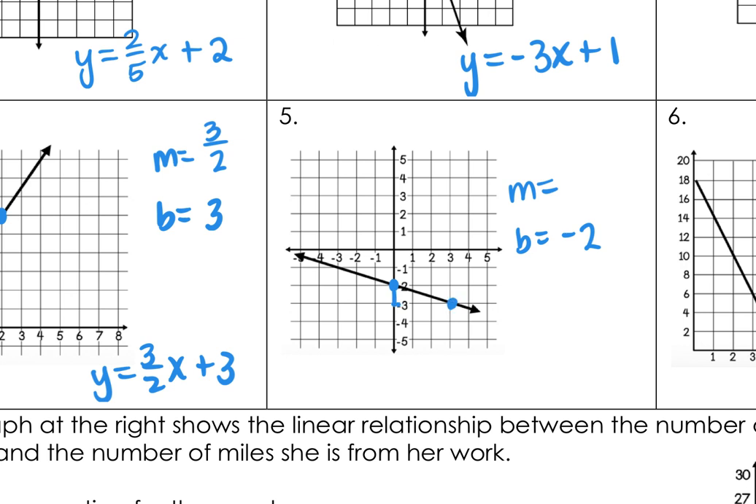So I'm going to use that 3, negative 3 for my next point to count that rise over run. But it's going to be a negative rise and then a run. So I go down 1, and then I run 1, 2, 3. So I have a negative 1 over 3 slope. The y-intercept's negative 2. The equation is y is equal to negative 1 over 3x minus 2.